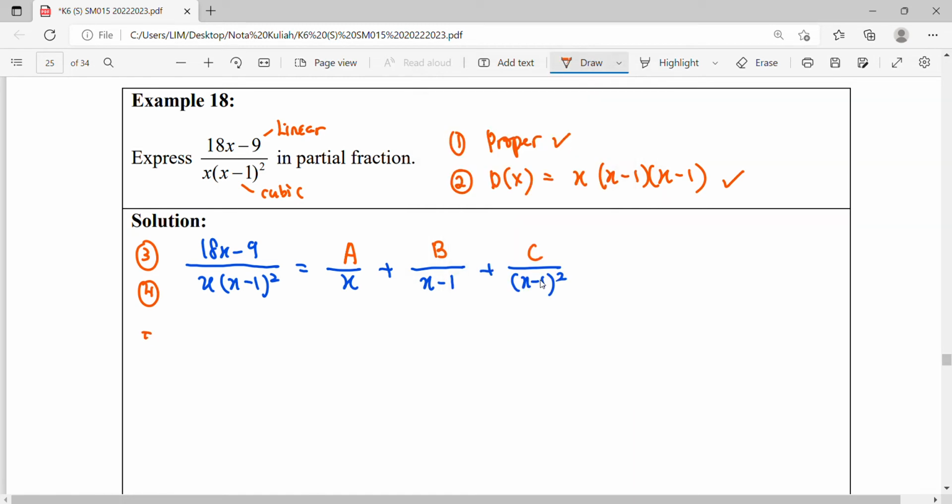Step number 5, we form an equation involving our numerators here.